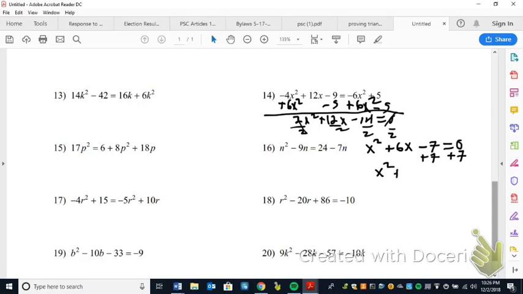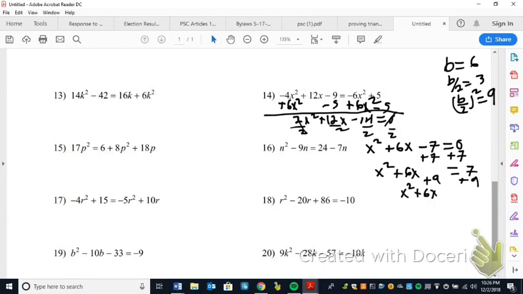So we get x squared plus 6x equals 7. So b equals 6. b over 2 equals 3. And b over 2 squared equals 9. So we're going to add 9 to both sides. So we have x squared plus 6x plus 9 equals 16.